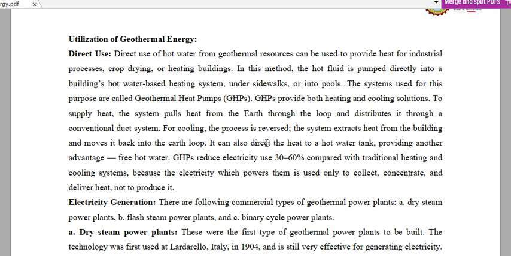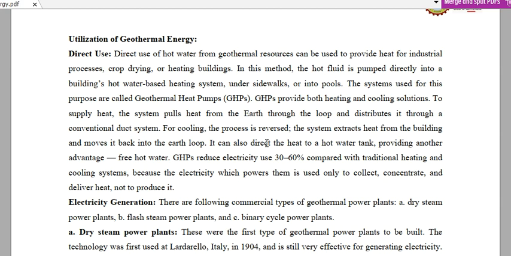So, geothermal energy can be utilized in many ways, either directly or via electricity generation. So, let's see one by one all the methods of utilization of geothermal energy. So first is direct use.